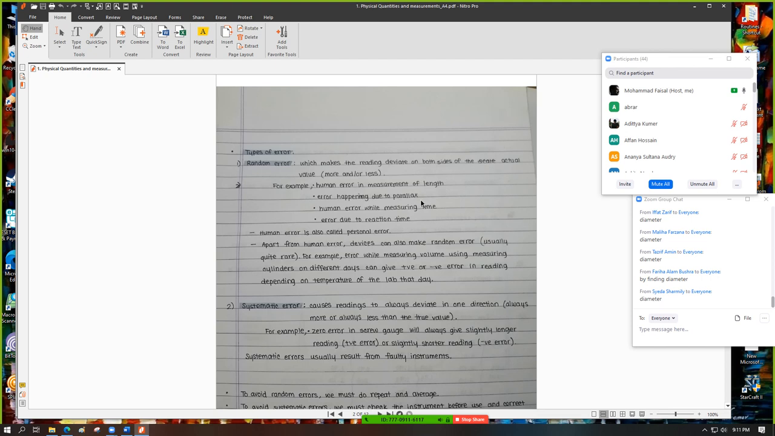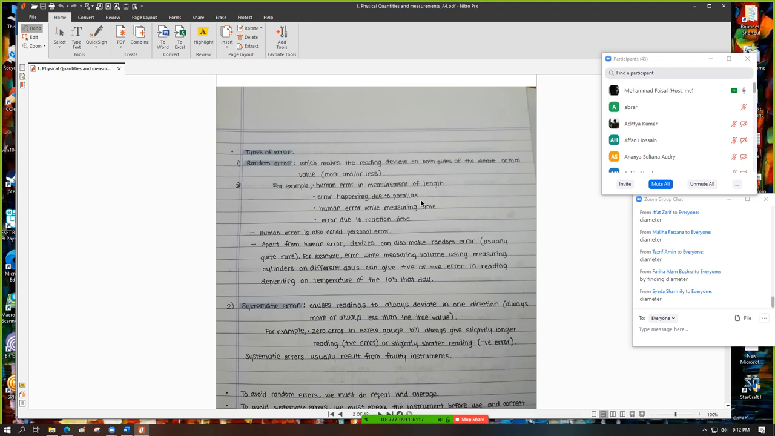Then, whatever you derive from this diameter by addition, subtraction, multiplication or division, all of those are calculated data. How? You can divide it by 2 to get the radius. You can do 4 by 3 pi r cube to get the volume. So your radius is a calculated number. Your volume is also a calculated number. Is this difference understood? Using a vernier calipers, you cannot measure the volume of a sphere.